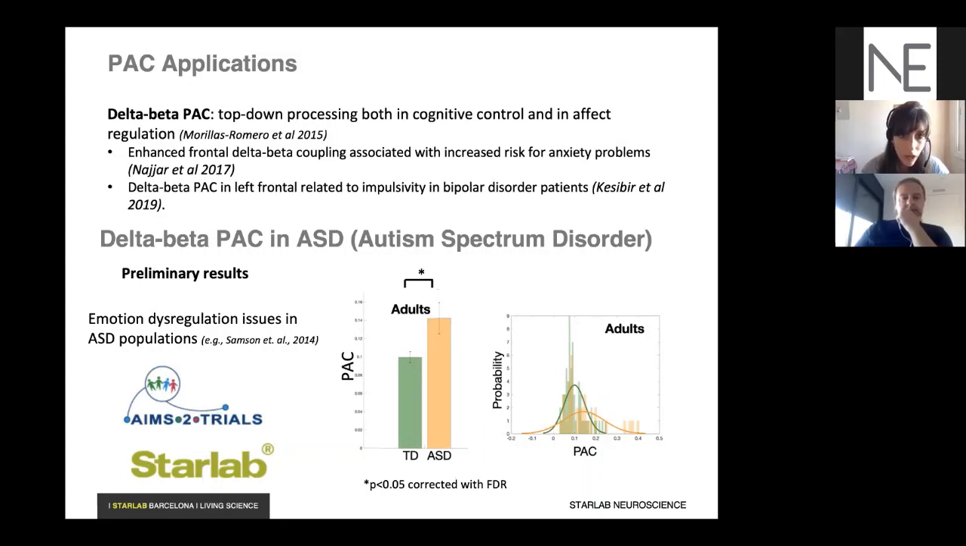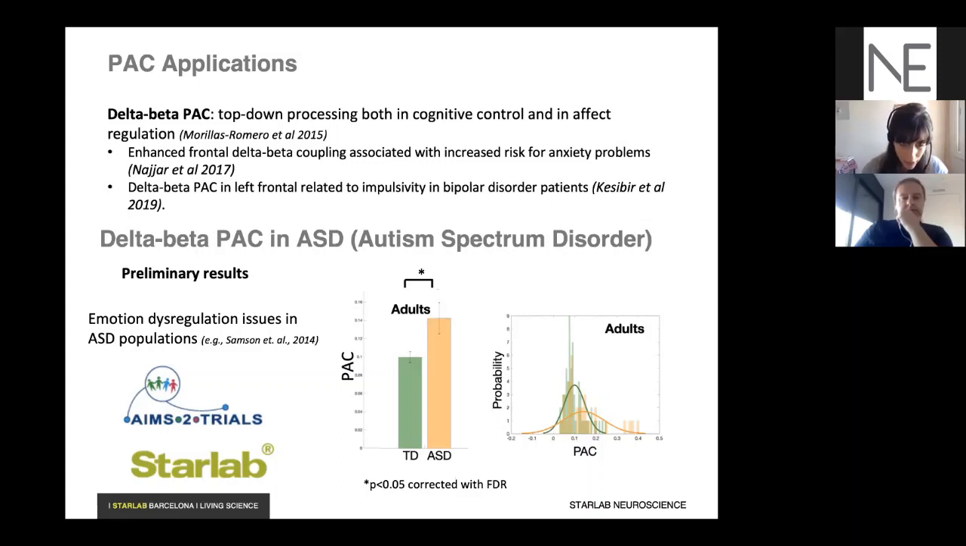I have identified two different studies here. One has shown enhanced frontal delta beta coupling, and this coupling was associated with increased risk for anxiety problems in a population that, if I remember well, had family issues. And the second study showed that the delta beta PAC in the left frontal part of the brain was related to impulsivity in bipolar disorder patients.